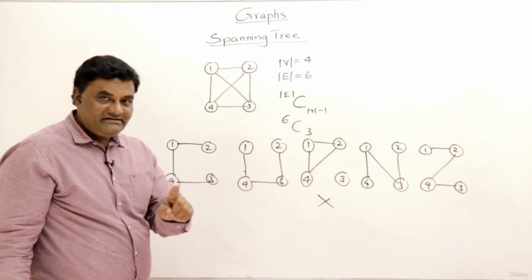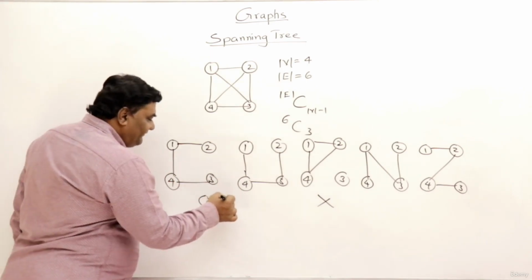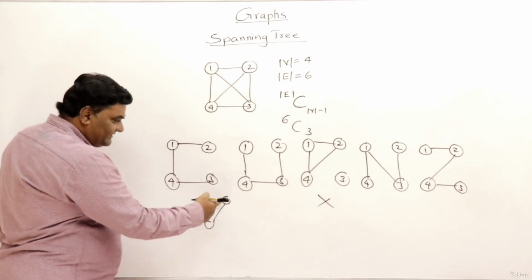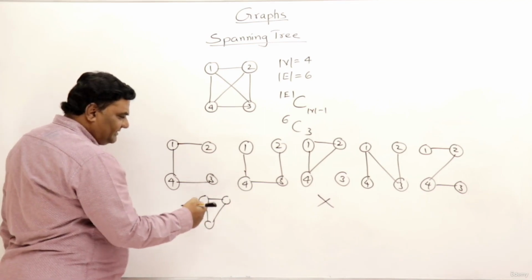But let us see something. If I take like this, without labels I am showing here, this is also 3 edges, but this is forming a cycle.